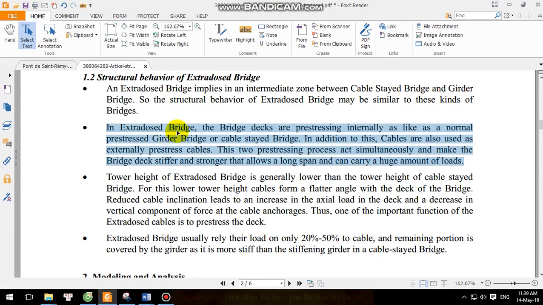In an Extradosed bridge, the bridge decks are pre-stressed internally as in a normal pre-stressed girder bridge or cable-stayed bridge. In addition to this, cables are also used as externally pre-stressed cables. These two pre-stressing processes act simultaneously and make the bridge deck stiffer and stronger, which allows a long span and can carry a huge amount of loads.